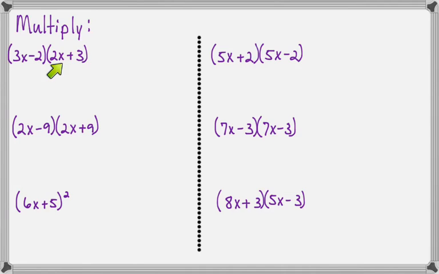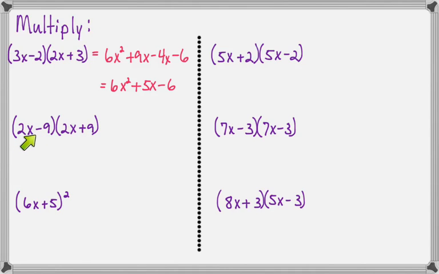We'll go 3x times 2x, that's 6x squared. Then we'll go 3x times 3, that's 9x. Then inner times inner will be negative 4x. And last times last will be negative 6. Now we can combine our two middle terms. 9x minus 4x makes 5x. So we end up with 6x squared plus 5x minus 6.